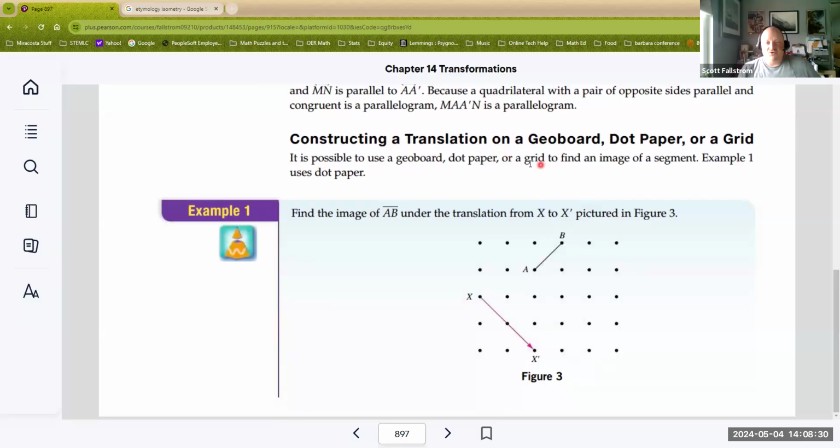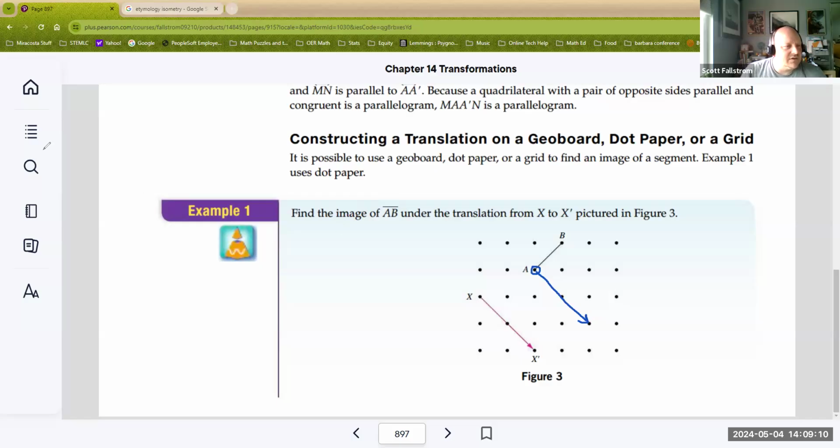Okay, so how do we construct translations on a geoboard? Notice it says, find the image of AB under the translation from X to X prime. So this X to X prime gives me an arrow. If you take a look at how it slides down 2 and right 2, that's the motion. So point A right here is going to move just like X moved to X prime, and it's going to move to here.